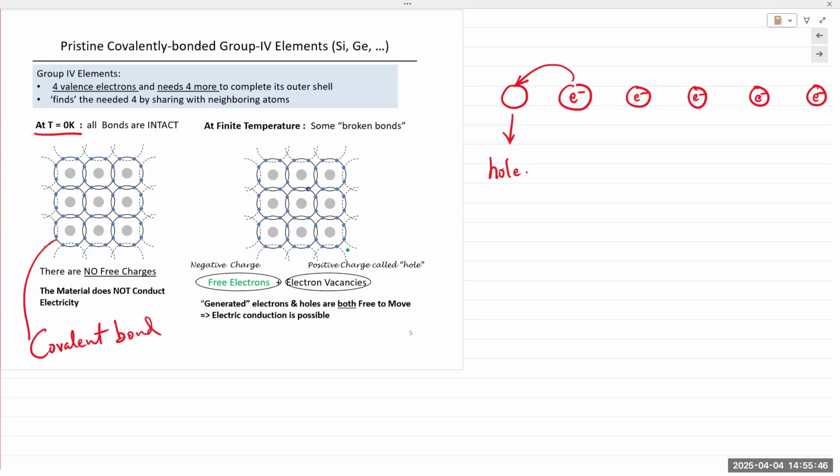And that hole is said to have positive charge. Because when an electron moves away, that spot is still bound to the nucleus. The nucleus now has one extra positive charge. So that empty spot or hole is associated with that positive charge. Okay. So electrons have negative charge, holes have positive charge.